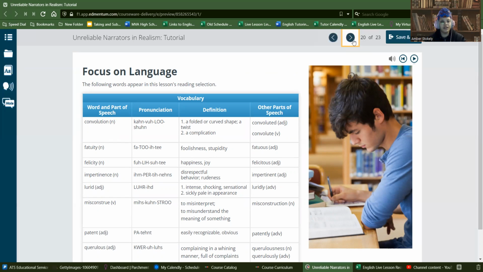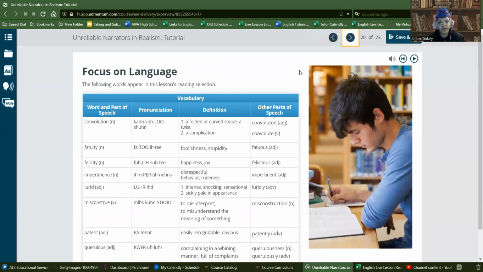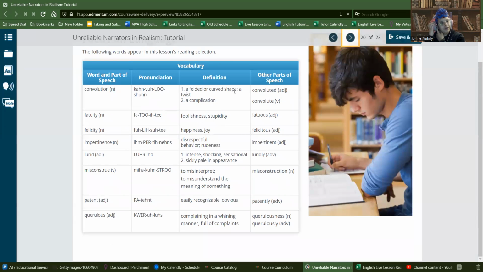So the focus on language gives you a chart of vocabulary. Make sure that you actually write these down. Now, you don't have to write down the entire chart. I'm not here to tell you that you should write down the entire chart. But what you should absolutely do is write down the word and the part of speech and write down the definition. If you need the pronunciations, you can add those notes. If you need the other parts of speech, you can add those. But the two that you absolutely need are the word and part of speech and the definition.